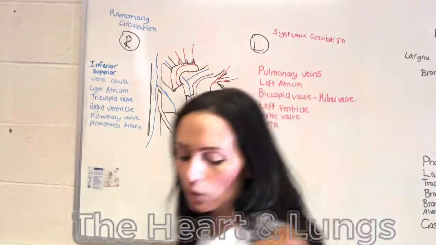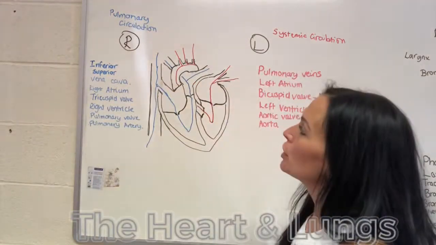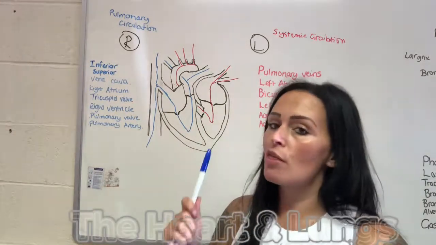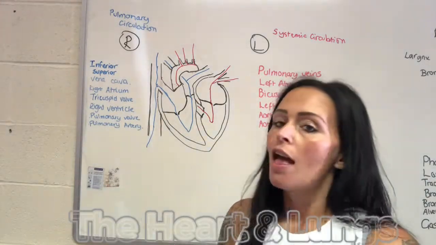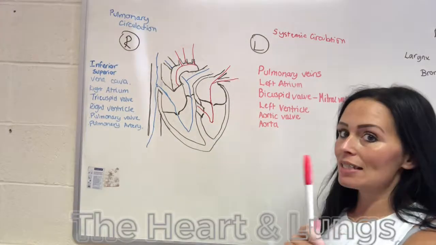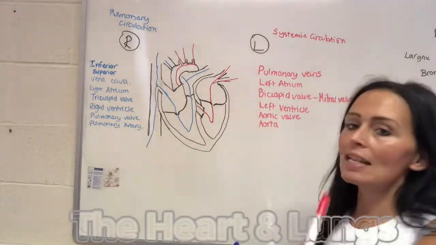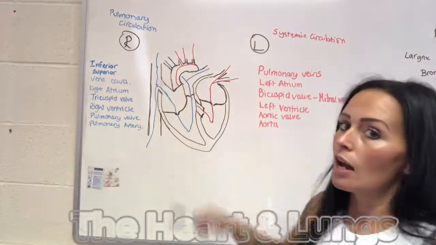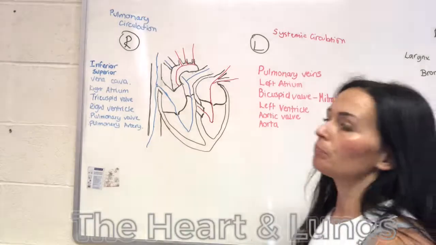So basically, you've got the blood flow going through that's deoxygenated in blue, to show that it has no oxygen in that blood. And then the left side is oxygenated and that's in red. So it just makes it a little bit easier to differentiate which side is deoxygenated and which side is oxygenated.